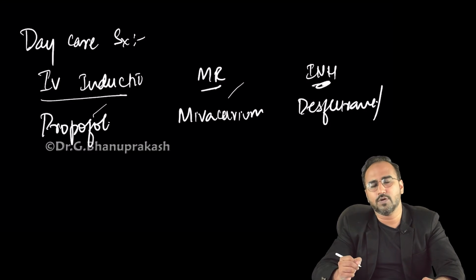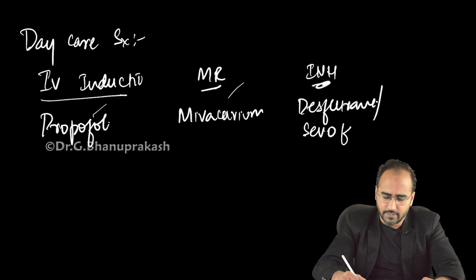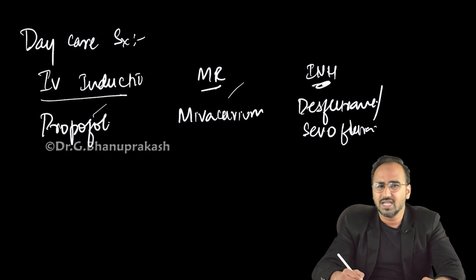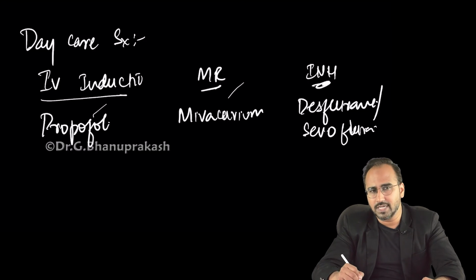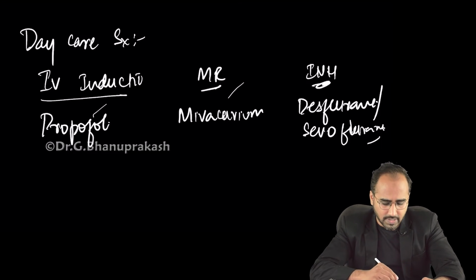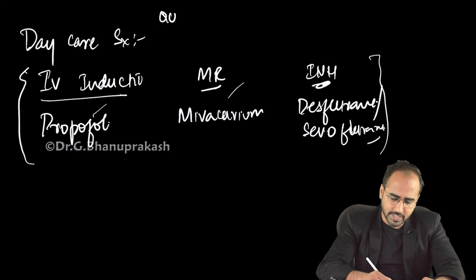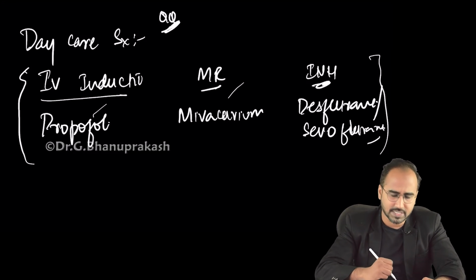Desflurane. Right? If Desflurane is not there in the options, the second fastest acting you can choose is Sevoflurane. Nowadays, Desflurane is a bit costly, so the second best we are using commonly is Sevoflurane. That is regarding daycare surgery. All three columns, IV induction, muscle relaxant and inhalational agent of choice for daycare, we have discussed.